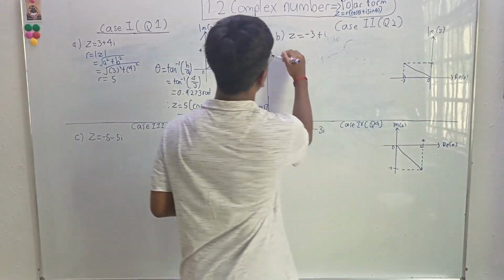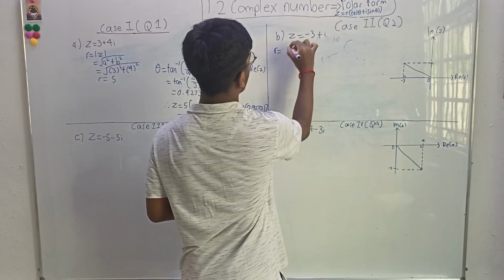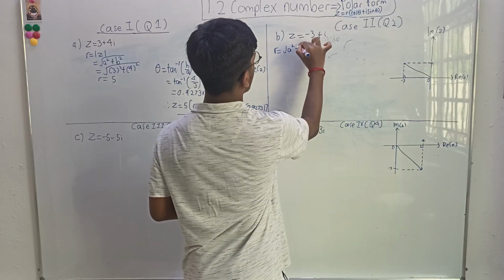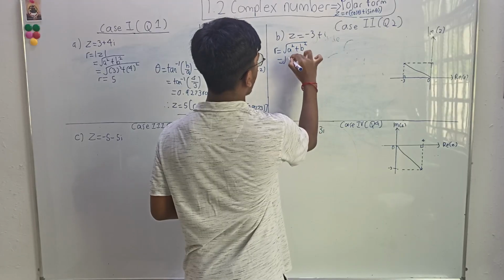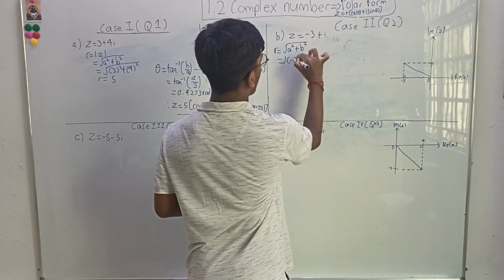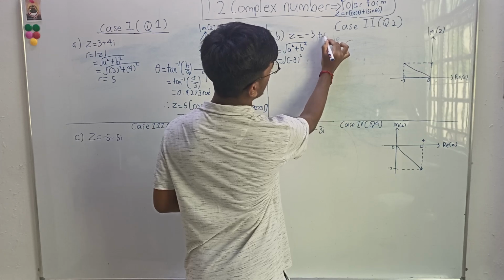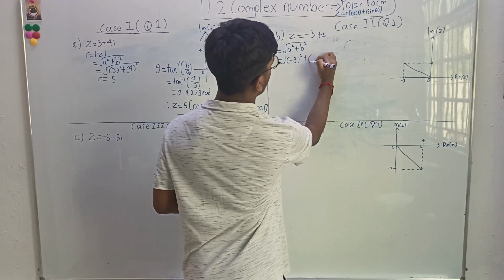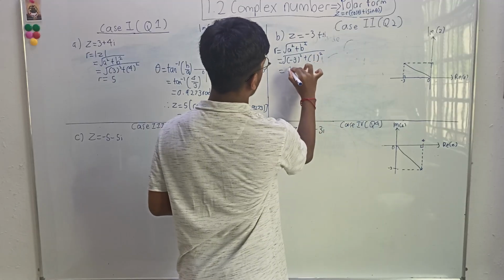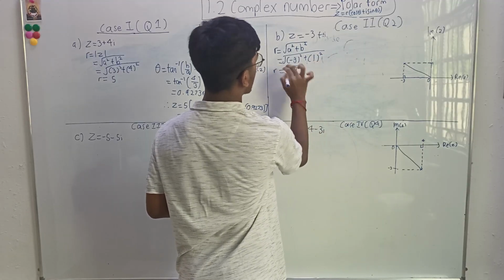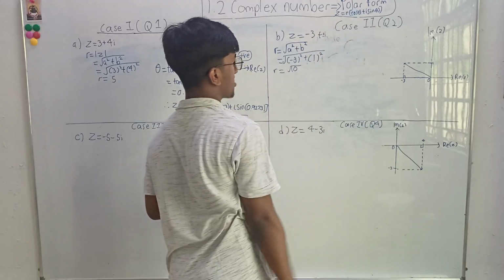Now let's take quadrant 2, which is negative 3 plus i. First step, as usual, find the r, which is the square root of a square plus b square. My a is negative 3. My b is, if nothing is written over here, meaning 1. So 1 square. So that is the modulus of the complex number.